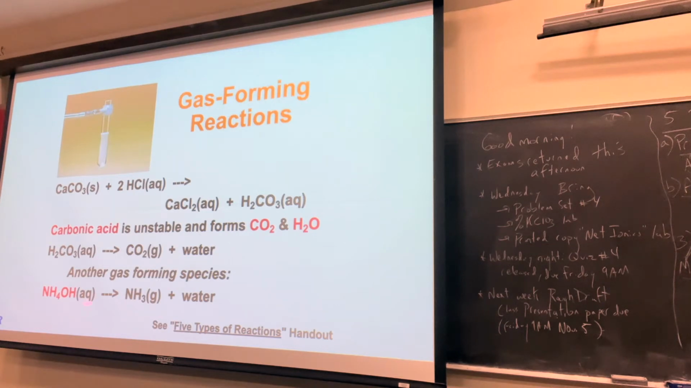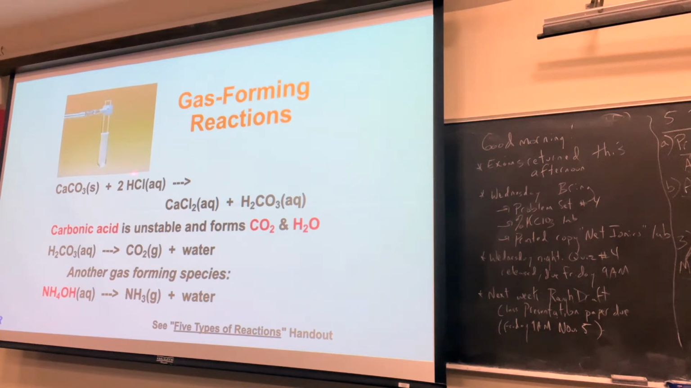Now, in lab this Wednesday, we're also going to see some examples of ammonium hydroxide, and that's another unstable system. This one breaks down into ammonia and water. This is actually an unstable base, if you will. So let's back up a little bit. The third type of reaction is the gas-forming reaction. The driving force is you're making a gas.